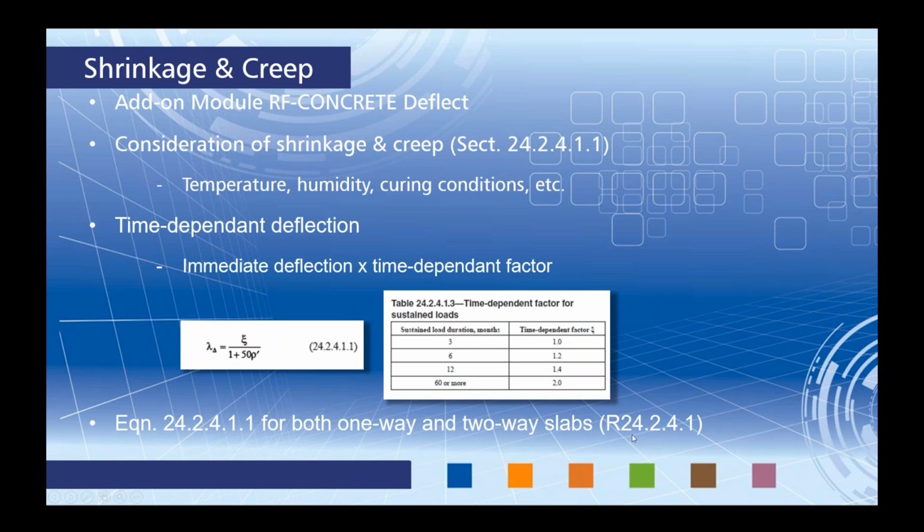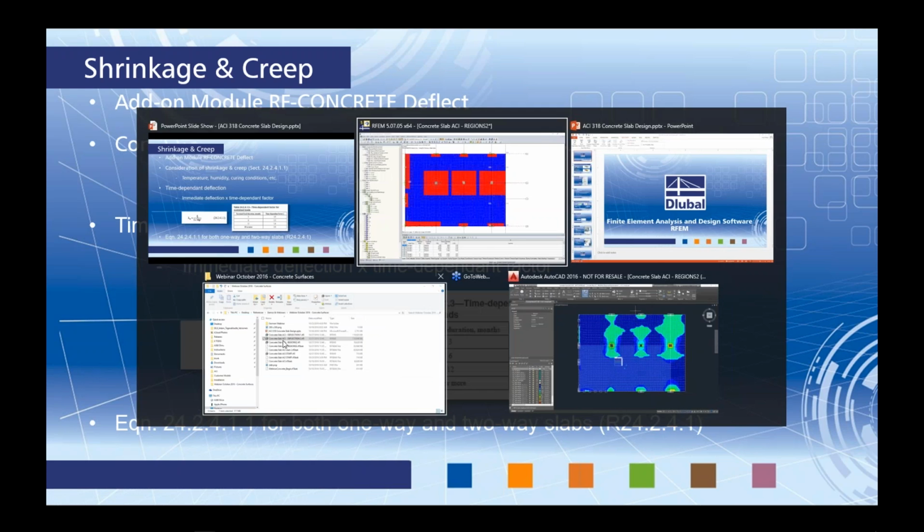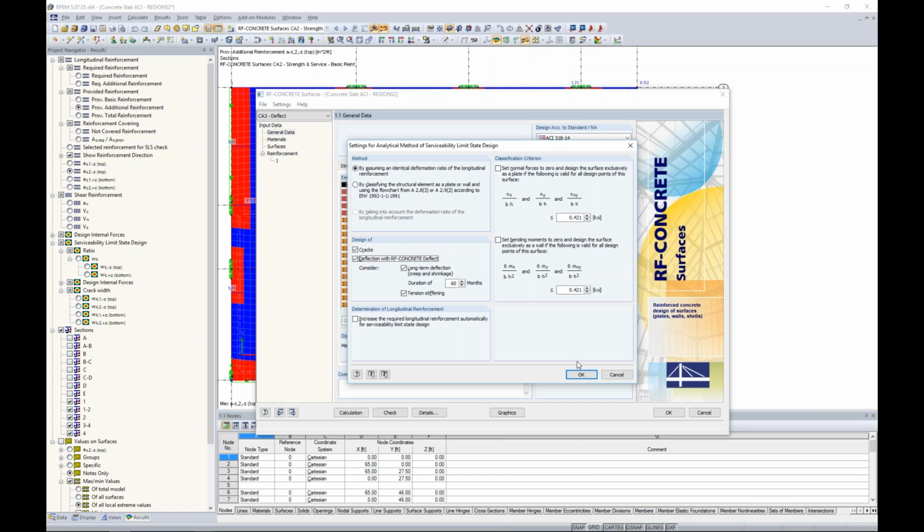In the commentary of section 24.2.4.1, the code tells us that this equation can be used for both one-way and two-way slabs. So there is no differentiation here between one-way and two-way slabs. We should be able to do it for both. So tension stiffening is basically a consideration of the stiffening effect on our concrete in tension. So here, additional tensile strains beyond zero strain in the concrete will be considered when we do have this checked. So the default is to have this checked on.